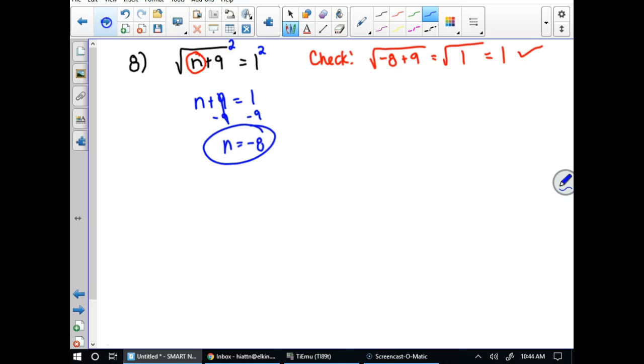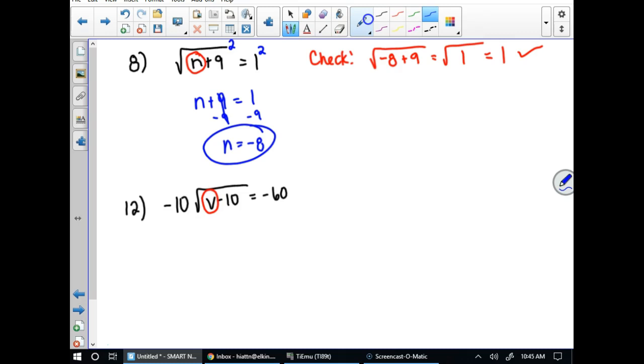Okay, questions? Let's do 12. So for 12, we've got negative 10 times the square root of v minus 10 equals negative 60. I'm trying to get that v right there by itself.